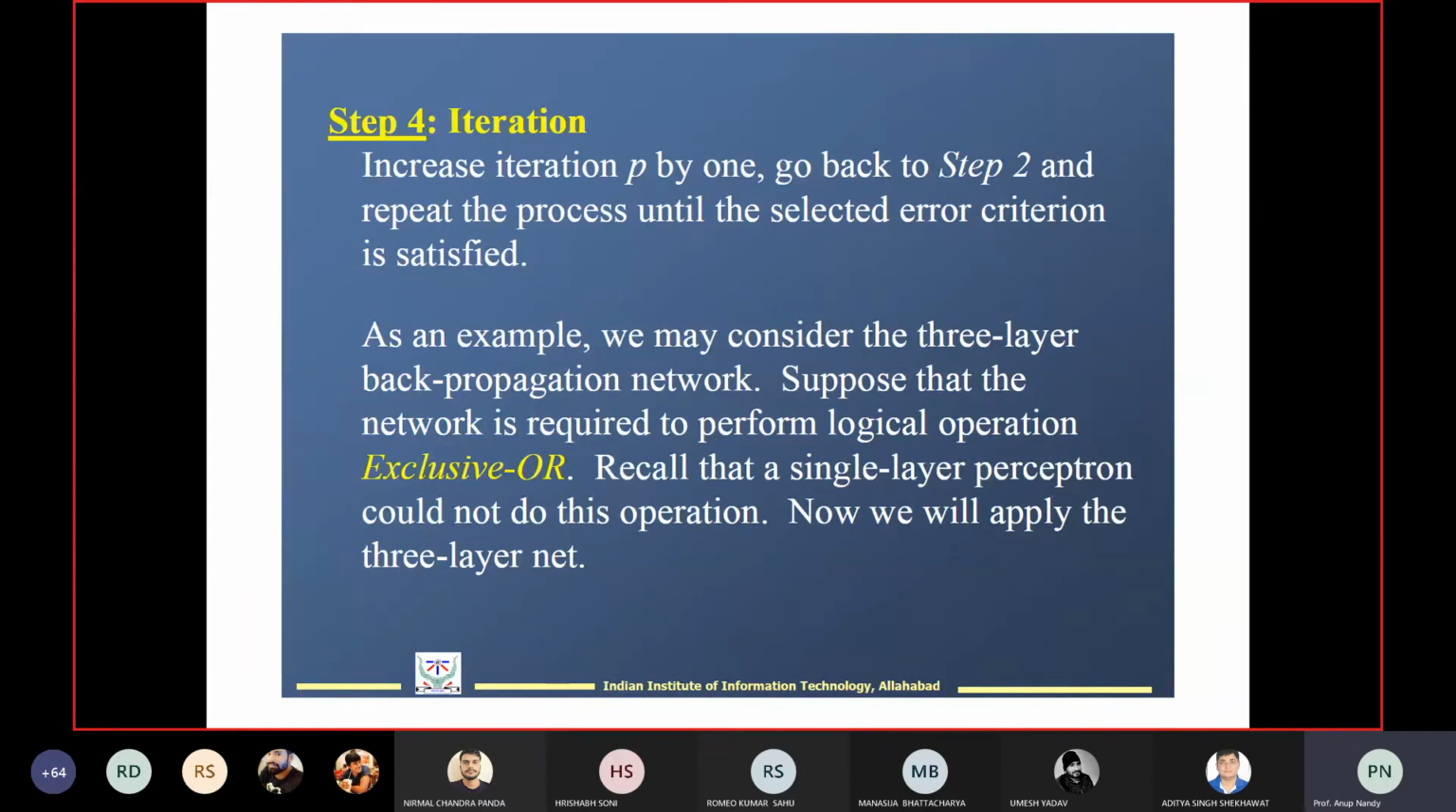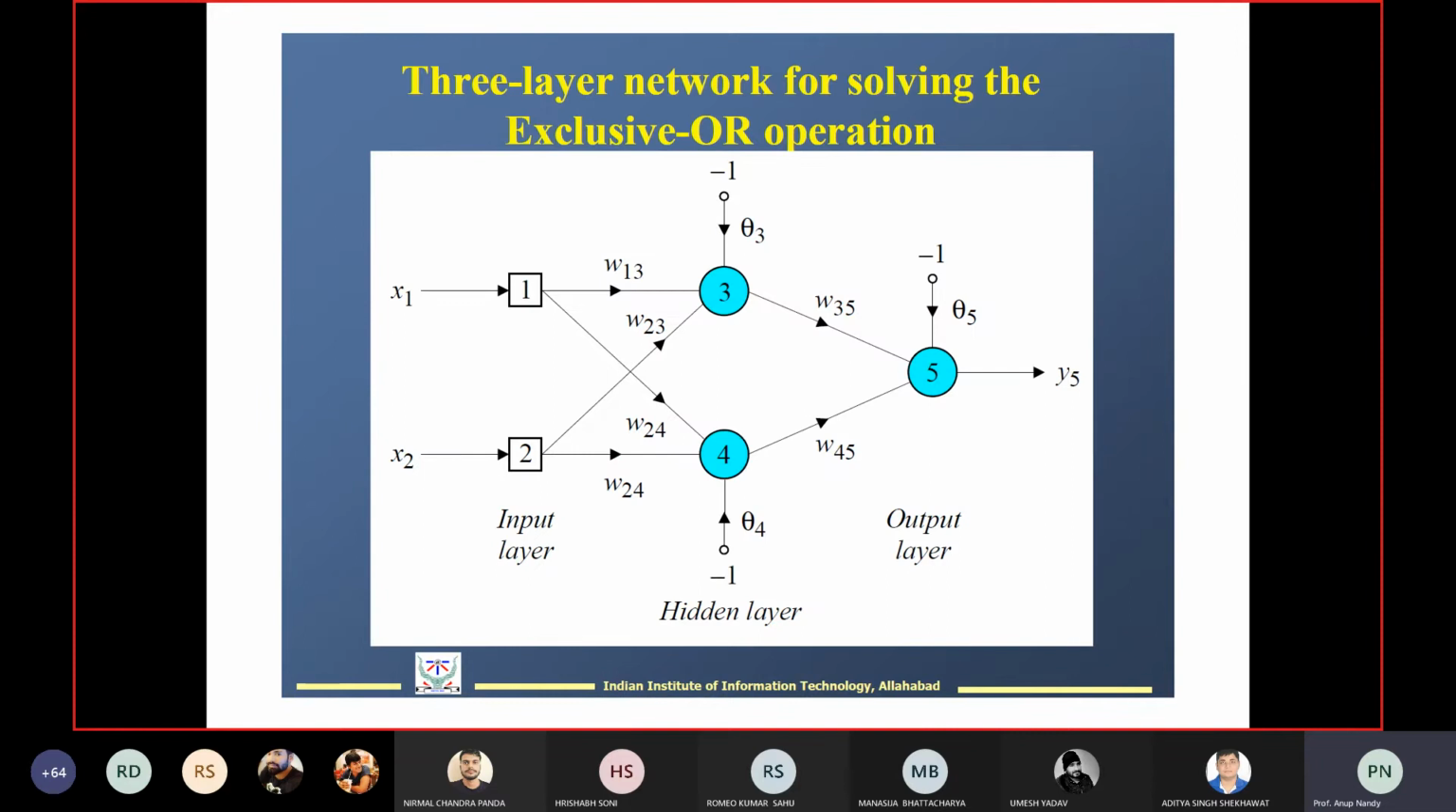As an example, we may consider the 3-layer backpropagation network. Suppose this network is required to perform the logical operation exclusive OR. As you can see, exclusive OR is not linearly separable. If you recall, a single layer perceptron cannot solve this problem, so now we will apply the 3-layer net. How can you solve it?